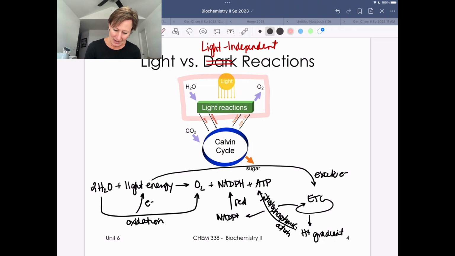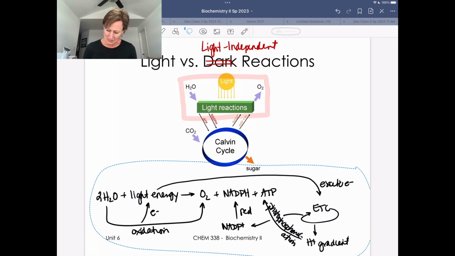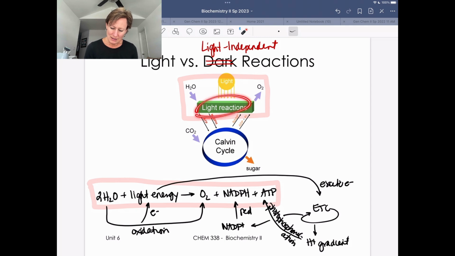And again, just to highlight, let me move this down a little bit so we're not covering our picture. This is the chemistry that happens in those light reactions. We can see that from this picture here, right? Light reactions are going to generate oxygen, which we have there, and generate NADPH and ATP, which we have here.